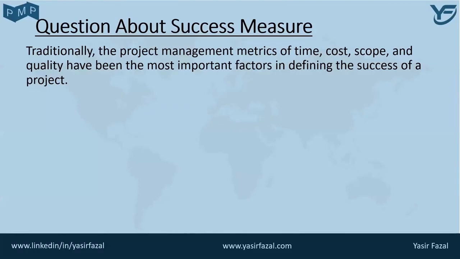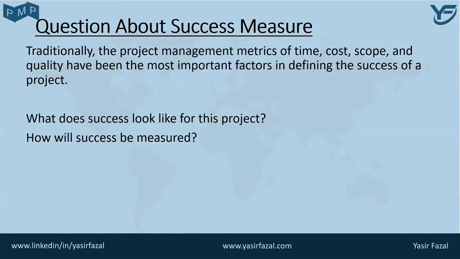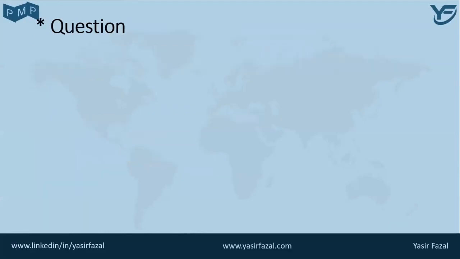Three questions that key stakeholders and the project manager should answer are: what does success look like for this project? How will success be measured, and what factors may impact success? The answers to these questions should be documented and agreed upon by the key stakeholders and the project manager.